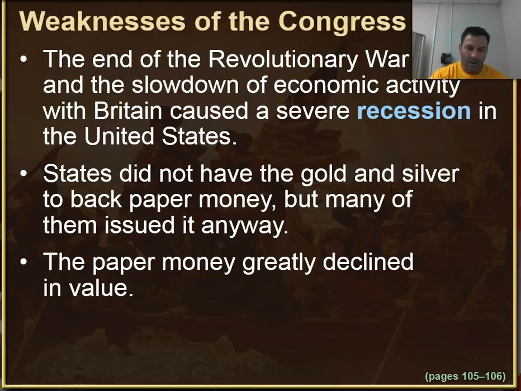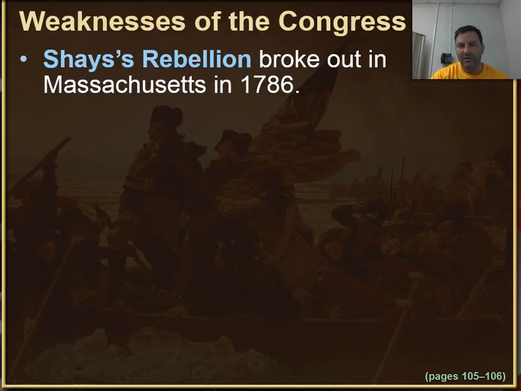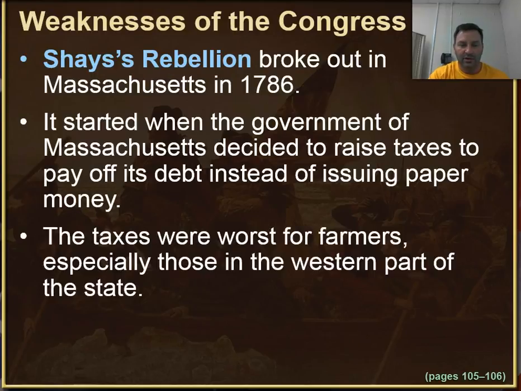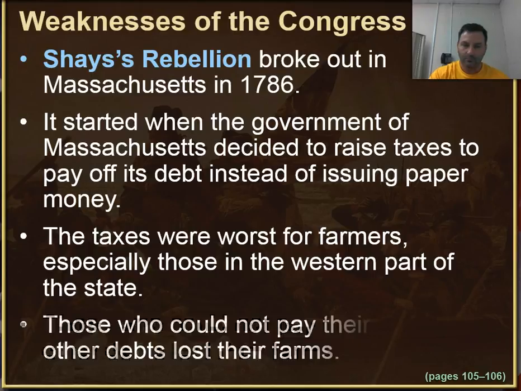Eventually, Shays' Rebellion broke out in Massachusetts in 1786. It started when the government of Massachusetts decided to raise taxes to pay off its debt instead of issuing paper money. The taxes were worse for farmers, especially those in the western part of the state. Those who could not pay their taxes and other debts lost their farms.